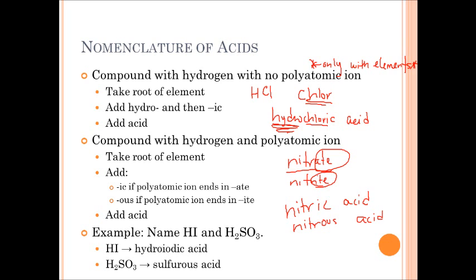Alrighty, so let's look at an example. Name HI and H2SO3. Iodine is off the periodic table, so we put hydro there. Hydroiodic acid.